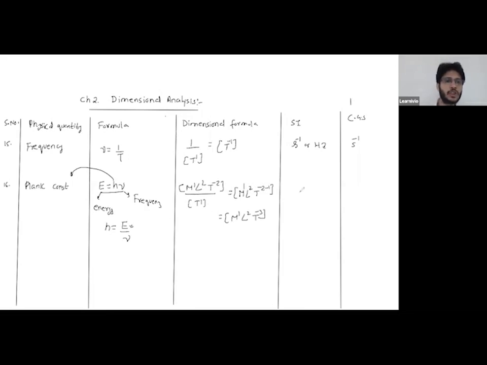Units. Energy is joule. Frequency is second inverse. So that's joule seconds. If I consider CGS unit, it would be erg seconds. SI unit is joule seconds.